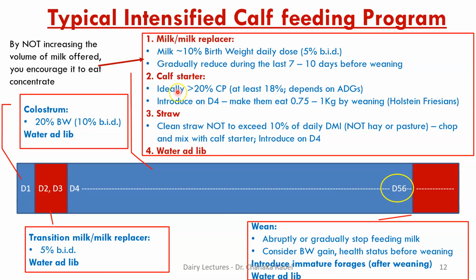So remember, crude protein should be at least 18%, right? But if they are fast growing calves with high body weight gains, then you should consider a calf starter with as much as 20% or even 22%, which certain farms are giving if the calf growth is high. Calf starter, like we said, is something you introduce on day 4, and then it will gradually increase towards a kilo or more by the time of weaning. Straw is also something you introduce on day 4 together with this, right?